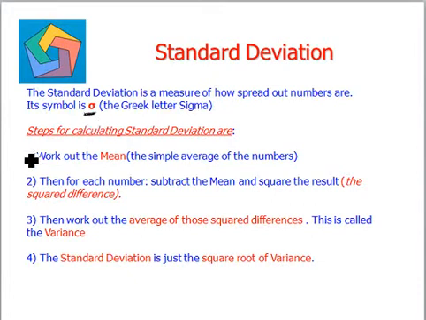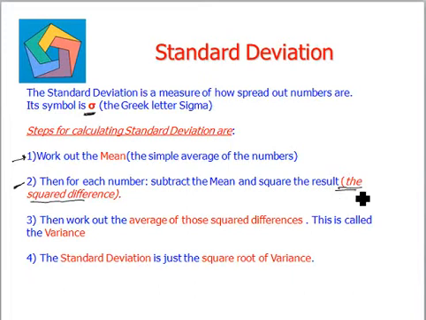Now there are some steps for calculating the standard deviation. The first step is to work out the mean. That is, we take the simple average of the numbers, total them up and divide by the count. That will give us the mean. Then for each number, we subtract the mean and square the result. This is called the squared difference.